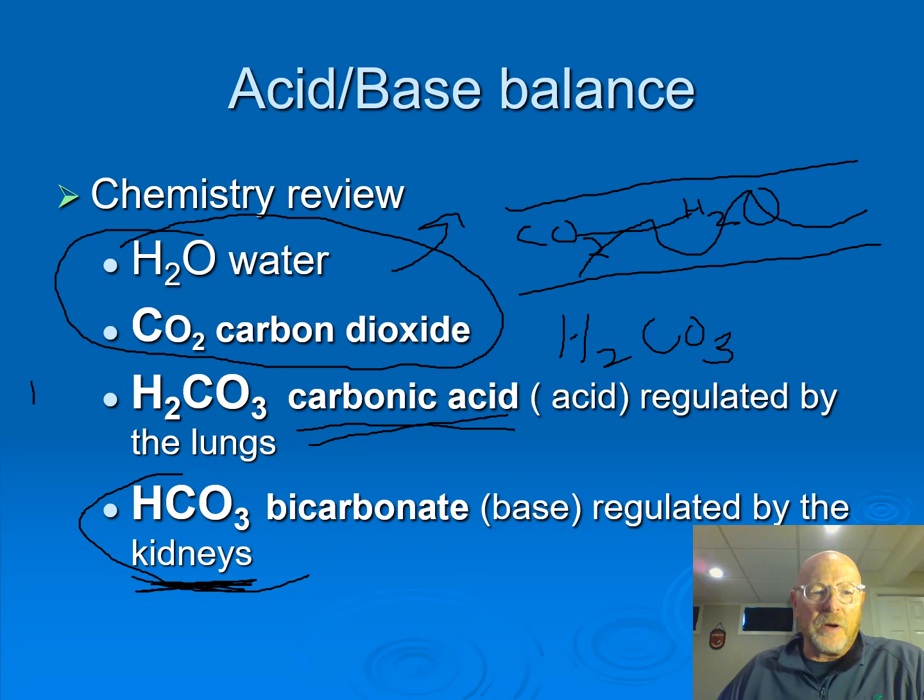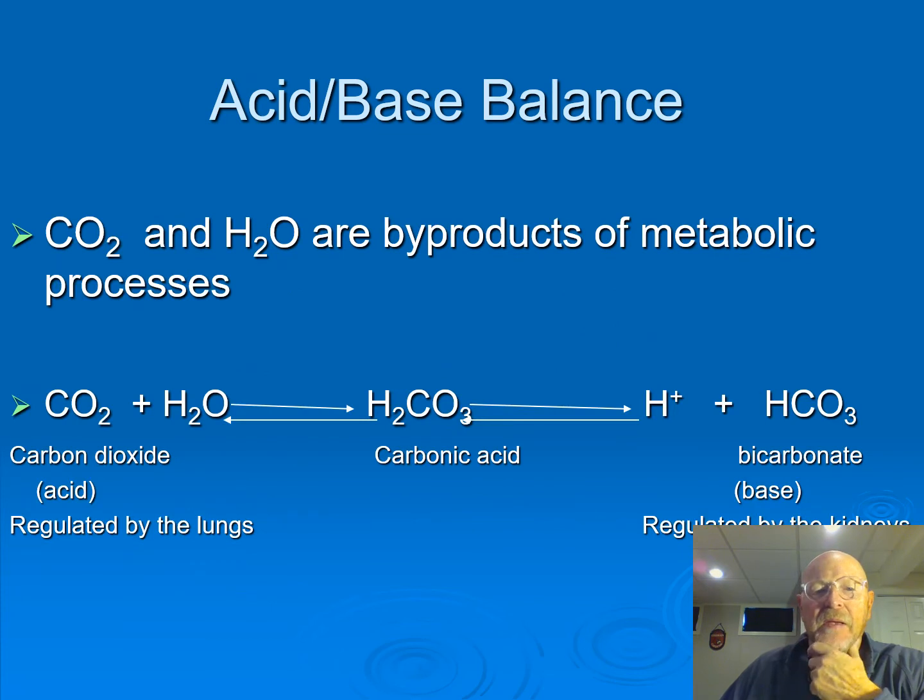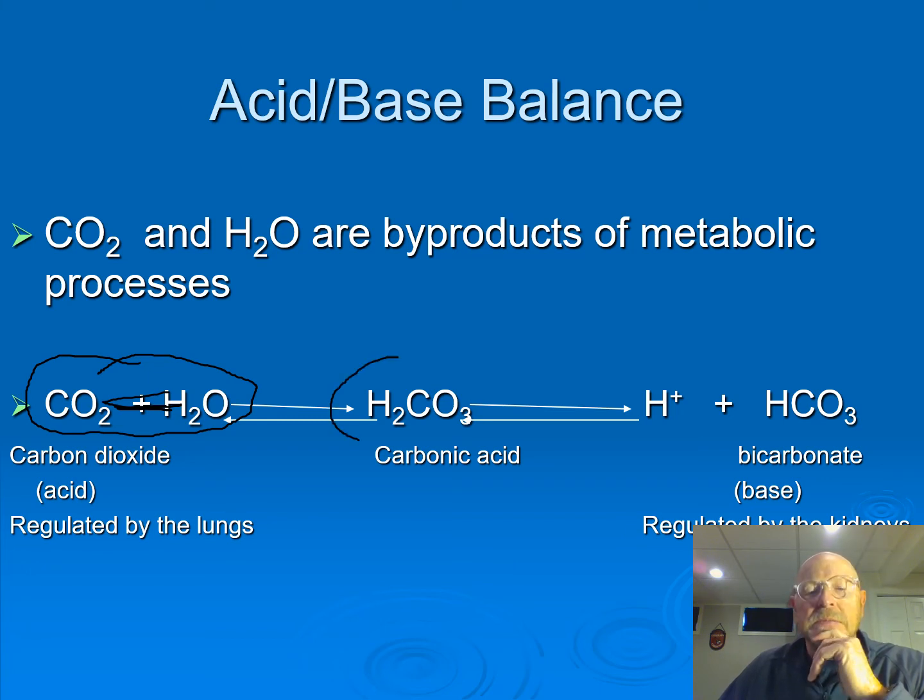Well, for every one carbonic acid compound, it is going to take 20 bicarbonate compounds to buffer it, to balance it out. And here's a pictorial of what we just said. CO2 and water are byproducts of metabolic processes, and they have an affinity and attraction towards each other. They hook up and form carbonic acid. And that's the primary acid component in the acid-base balance.